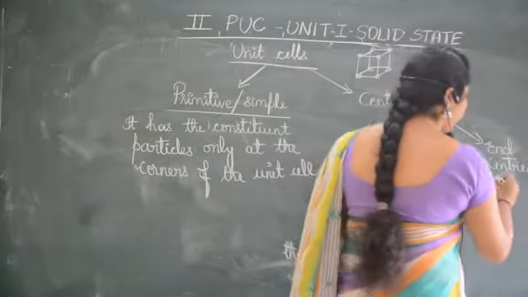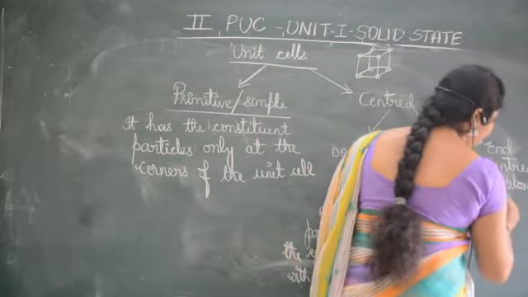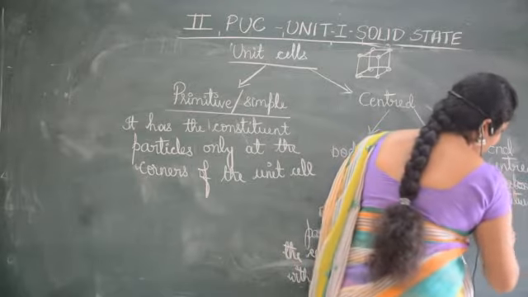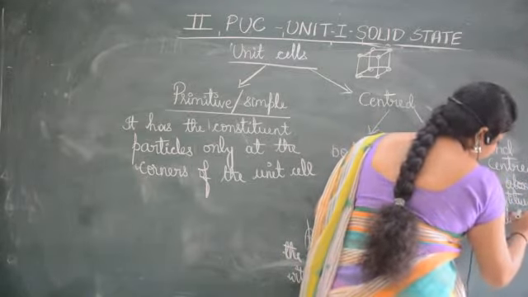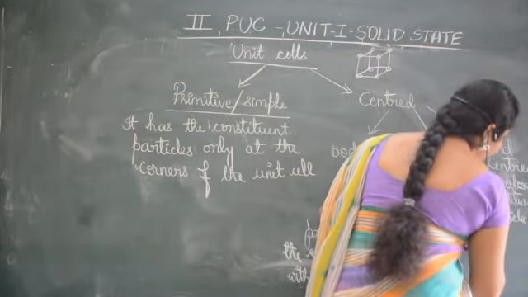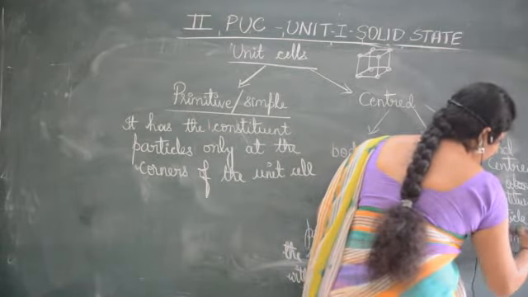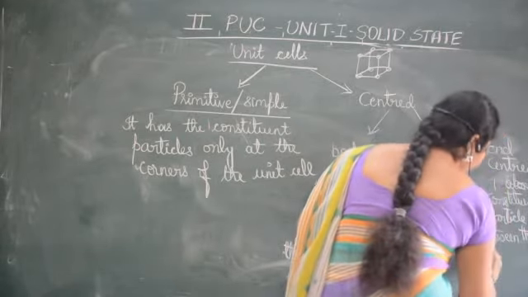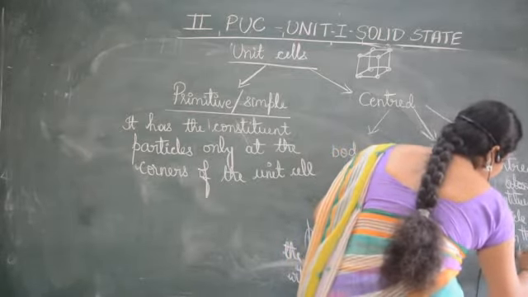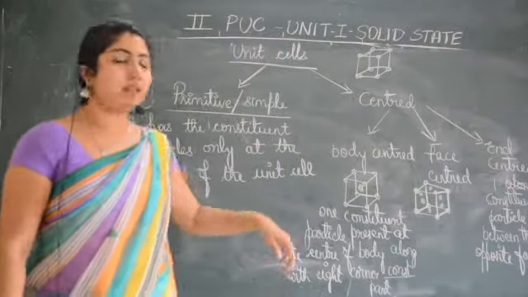End-centered, one atom, or say constituent particle, one constituent particle present between the 2 opposite faces is called as end-centered unit cell.